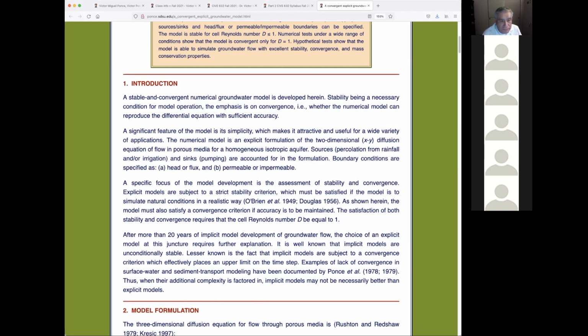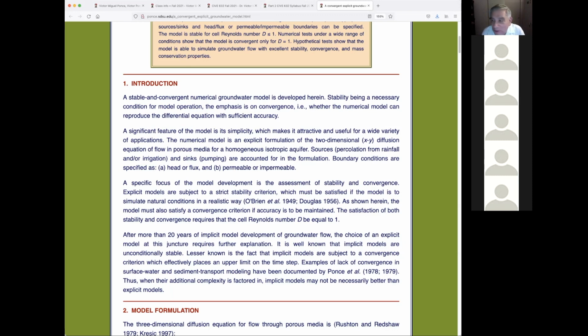Okay. A stable and convergent numerical model is developed herein. Stability being a necessary condition for model operation, the emphasis is on convergence. We already discussed that. A significant feature of the model is its simplicity, which makes it attractive and useful for a wide variety of applications. In other words, if you had to redo MODFLOW, it'll take you 3 years. If you had to redo what I have said in here, it'll take you a week or two, if you know what you're doing. It's just one equation and a bunch of boundary conditions kind of thrown in there.